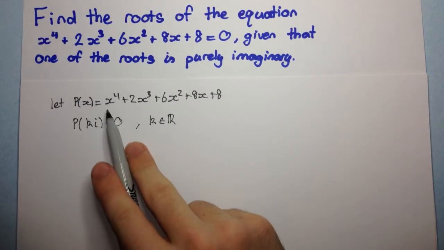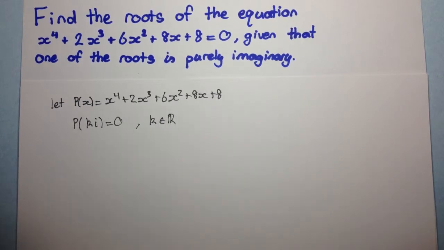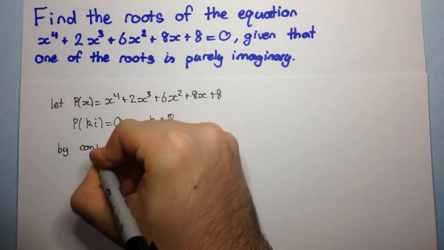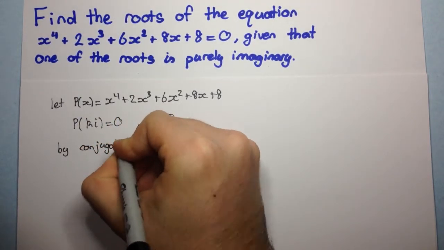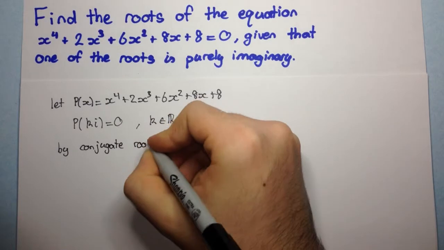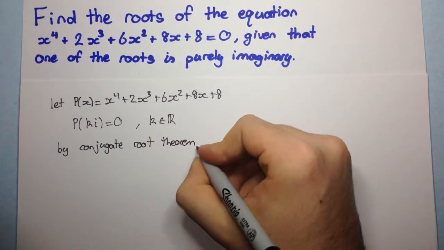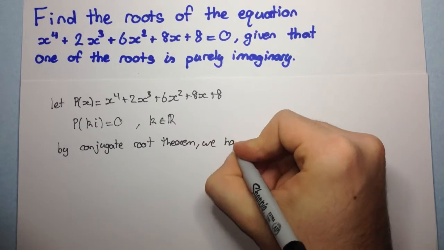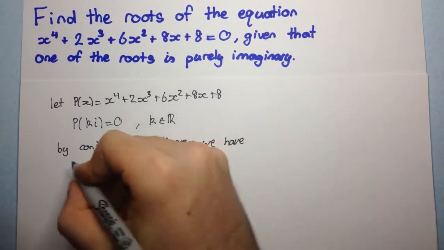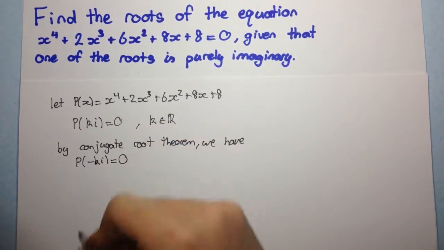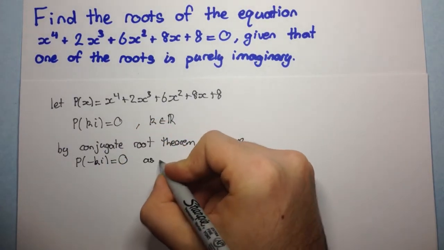Now we note that the coefficients of p of x are all real, and so by the conjugate root theorem, we have that here p of minus ki equals 0 as well.